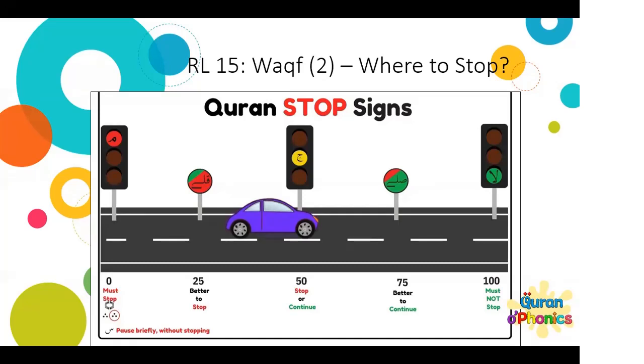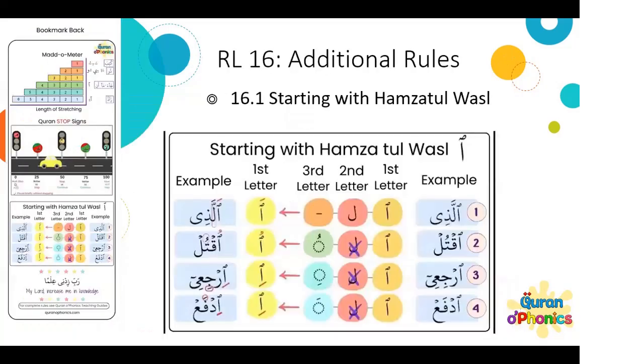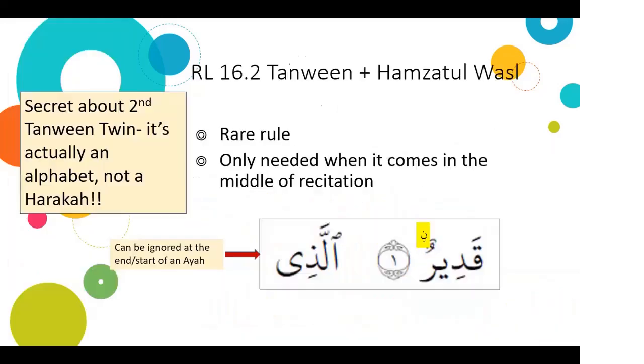And we've shared this in the past on our Instagram page, on the website, and on the group as well. Then there are some additional rules in reading level 16, which are more advanced and they can be left for much, much later. Like we've already taught the child about starting reading with sleeping Hamza or Hamzatul Wasl when the second letter is Lam, and then it gets a Fatha.